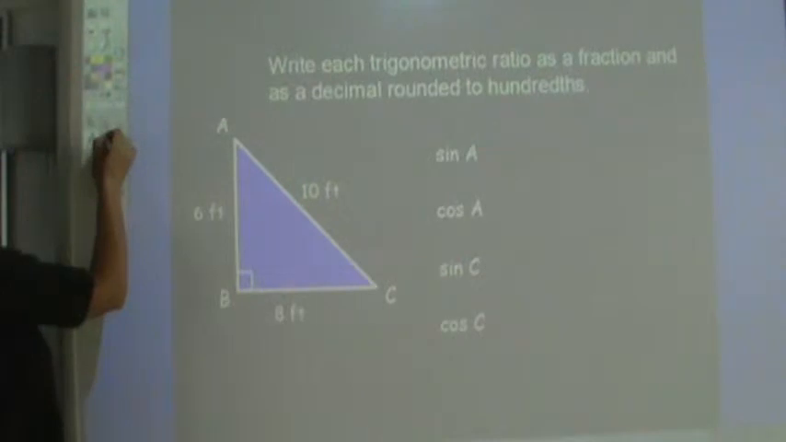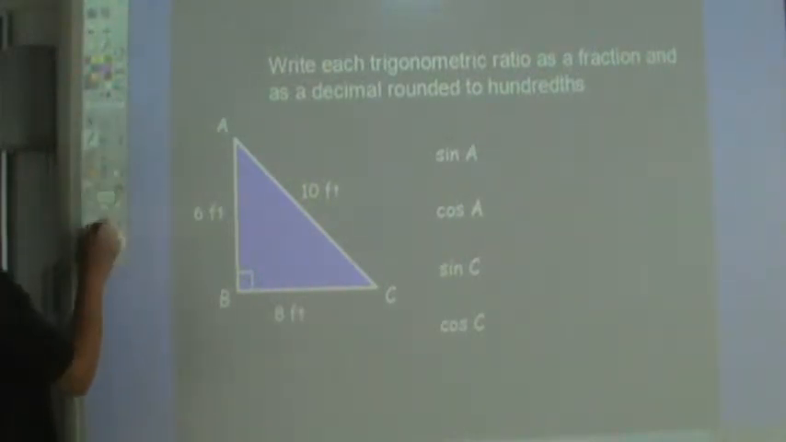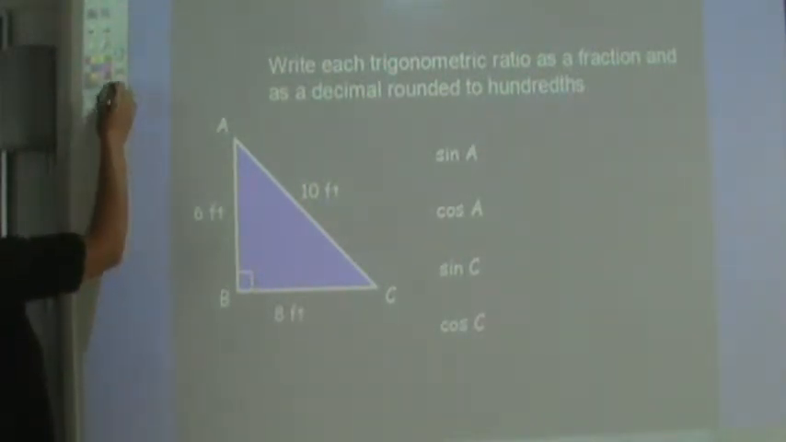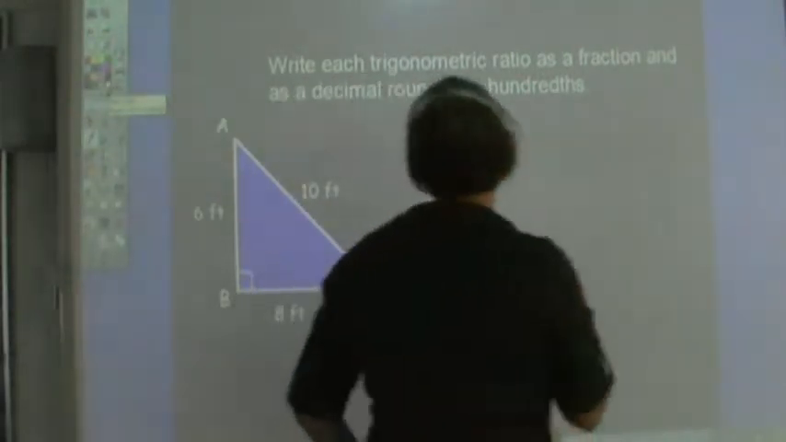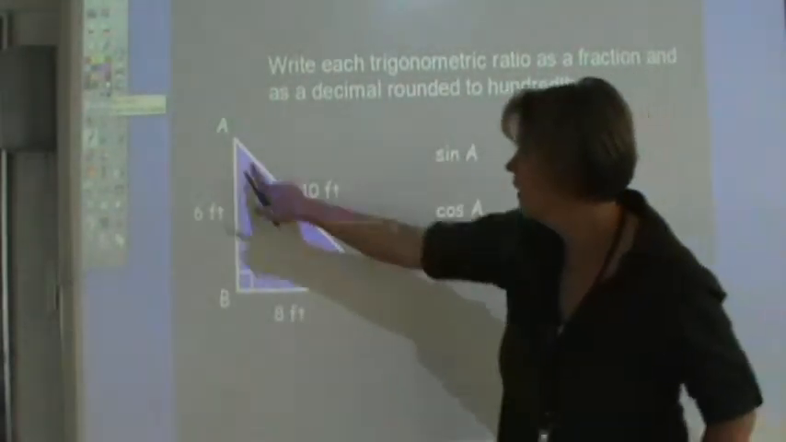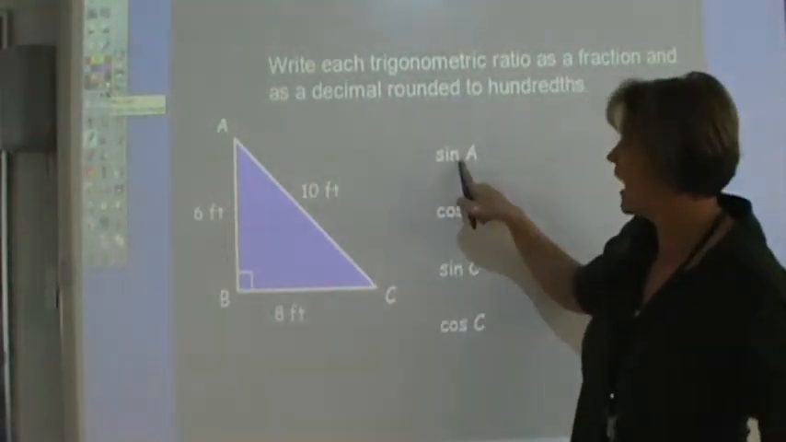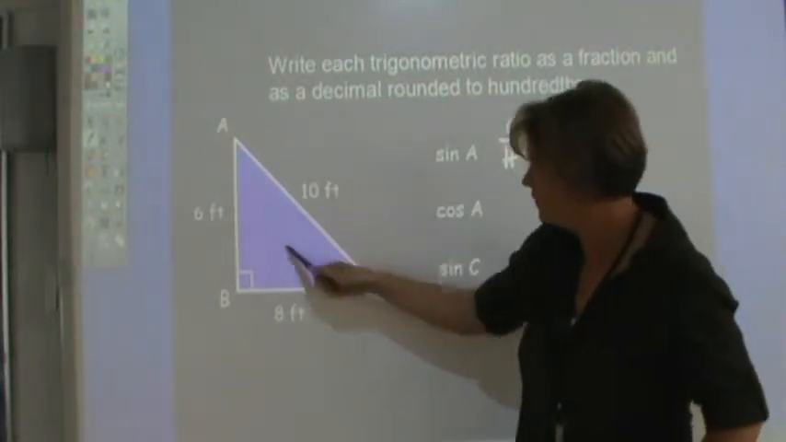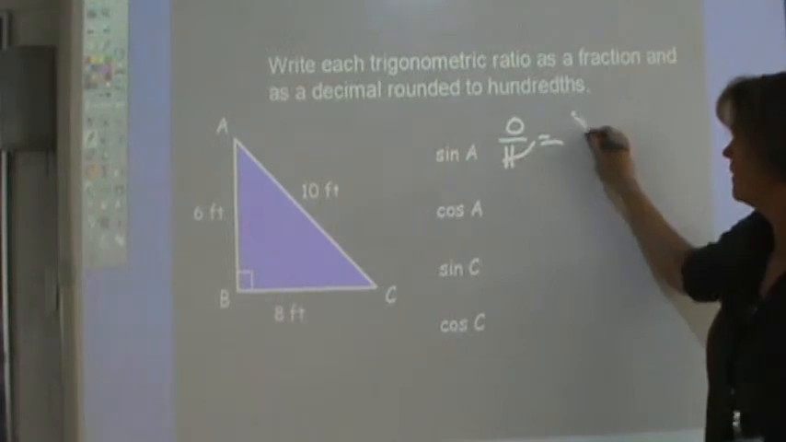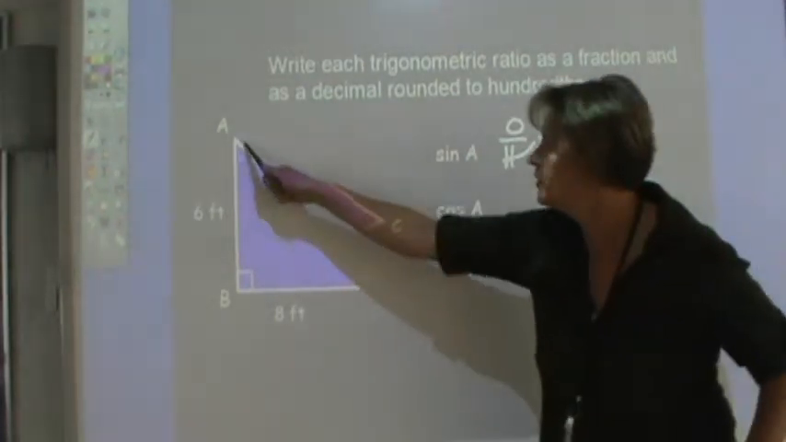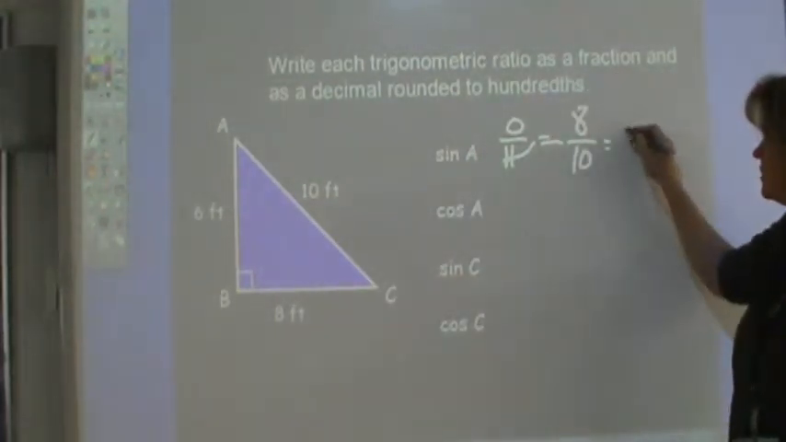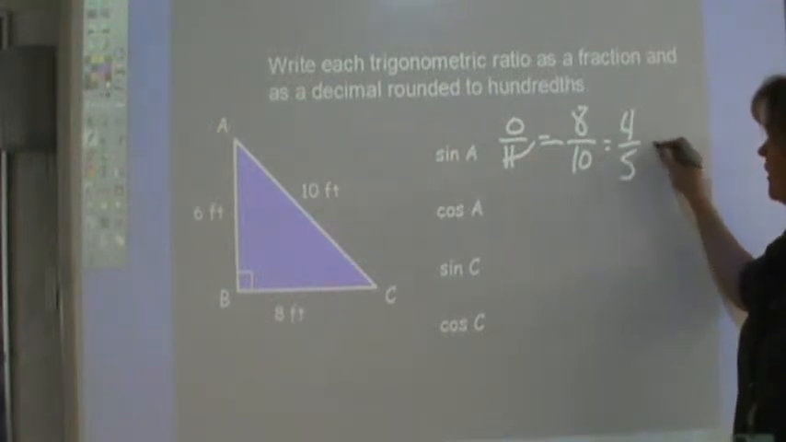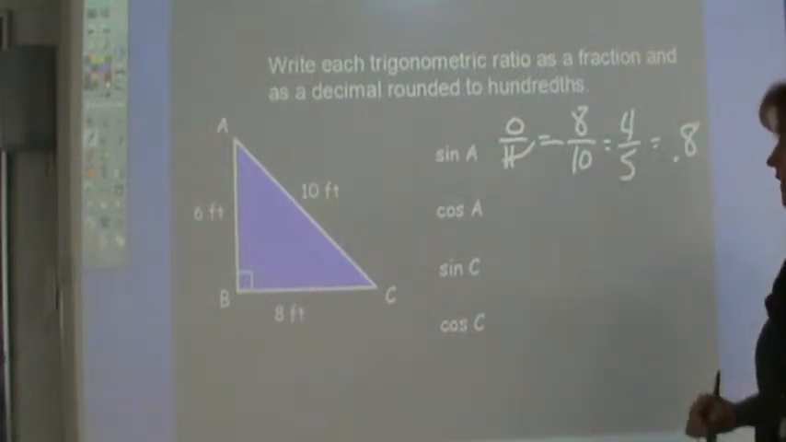Okay, so let's try that again with a different triangle. Let's change that to white. Okay, so sine of A, so from A is right here. Sine means opposite over hypotenuse. All right, so opposite from A is 8 over hypotenuse, which is 10. Well, that reduces to 4/5, which is going to be 0.8.